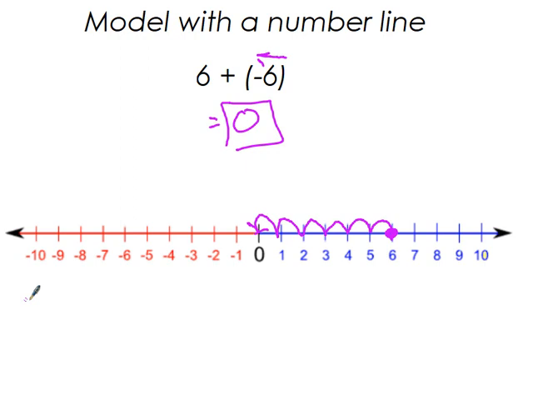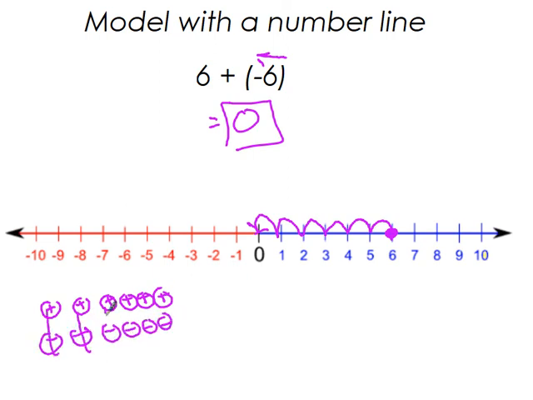And if I use my counters, I would have had 6 positives here. And then I also would have had 6 negatives. 2, 3, 4, 5, 6. And so they all would have canceled, and I'm left with 0. So 3 ways to look at it.